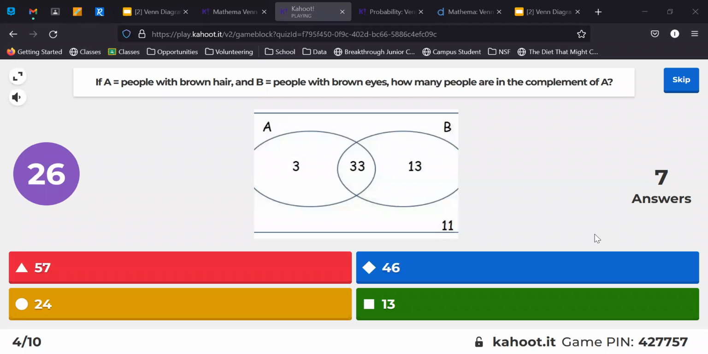Okay, so the complement of A. I know we only covered these terminology things at the beginning of class, but yeah.